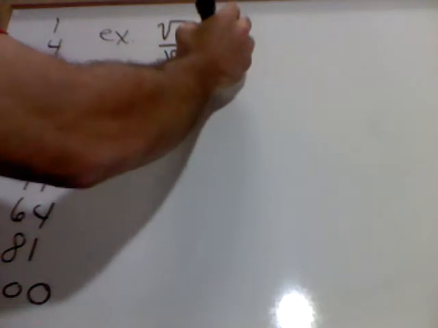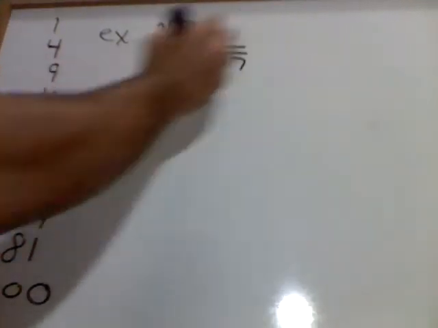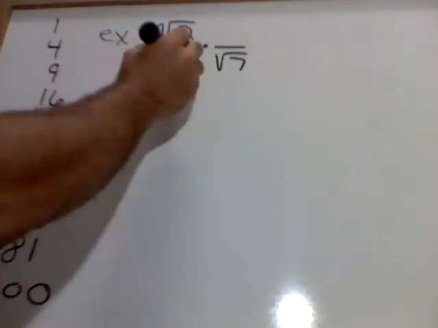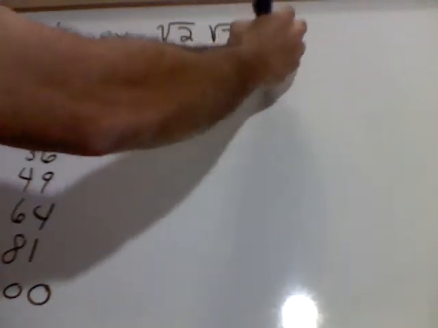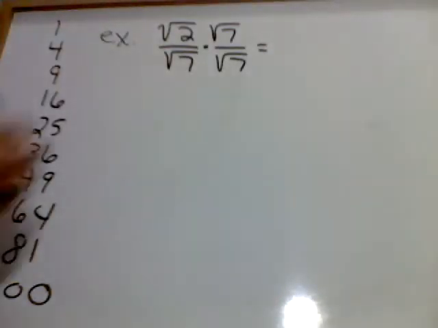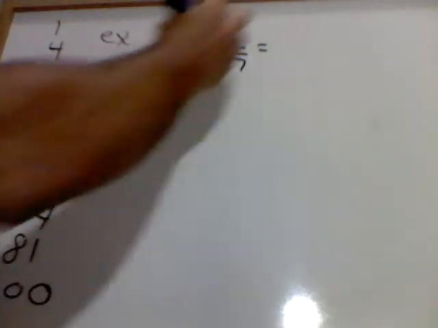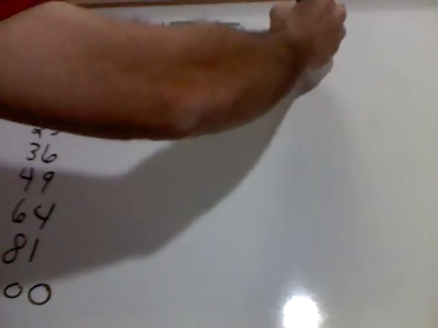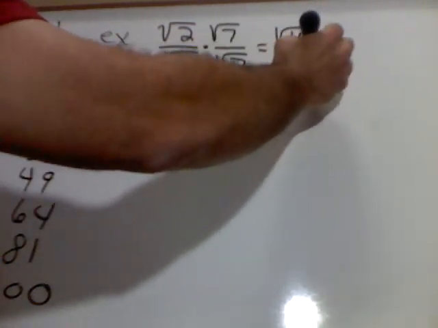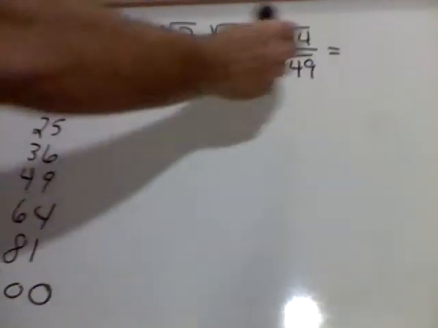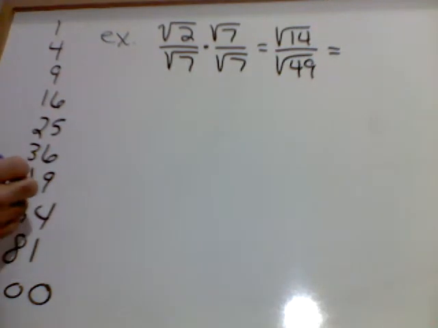So I'm going to multiply the bottom of this by 7. If I multiply the bottom of a fraction by something, I have to do that to the top. Now, I'm going to multiply my numbers under the radical. 2 times 7 gives me 14. 7 times 7 gives me 49, which is the number that I picked from my list.